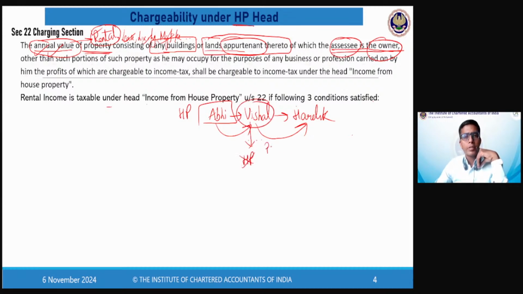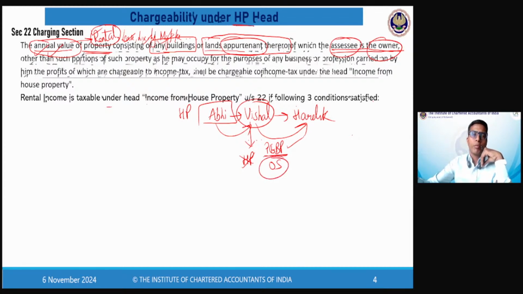Again, it may be the business head, which we call PGBP, or it may be the other sources head. When business head? If giving on rent is my business, then business head. If it is not my business to give it on rent, but since I was having it and somebody wanted it, so I give it on rent, in that case it will be other sources. But in any case, it will not be HP. Why? Because I do not satisfy this condition.